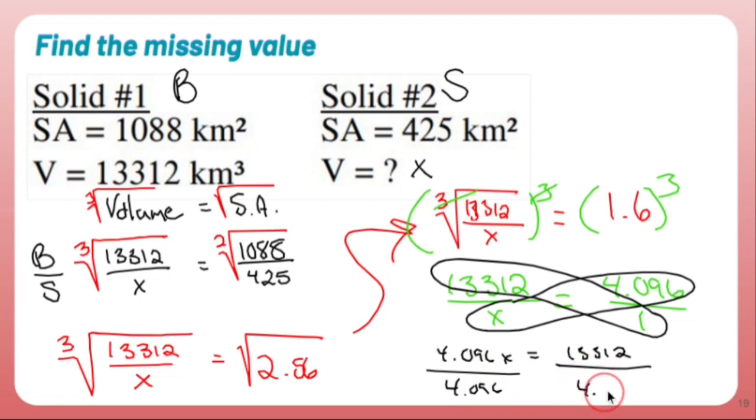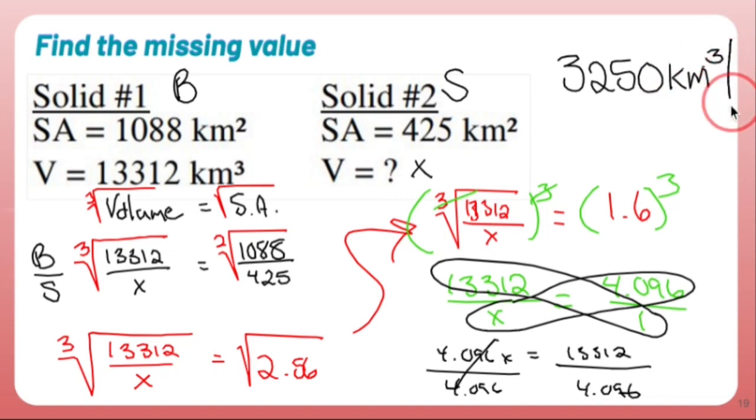13,312 divided by 4.096 is 3,250. Now, my goal was to find the volume, kilometers, so kilometers cubed. These problems are not pleasant in any way whatsoever, at all, ever, on the planet, ever, at all. But we did it, and I feel good.